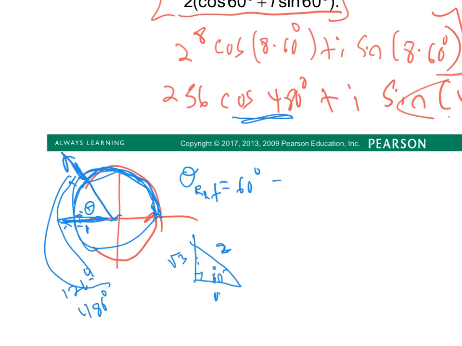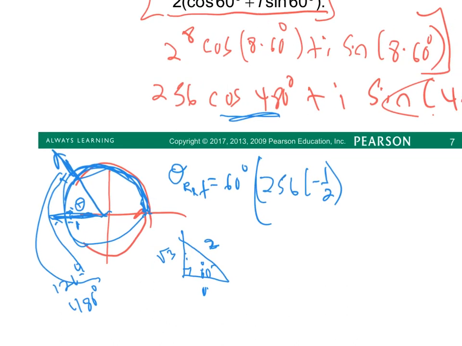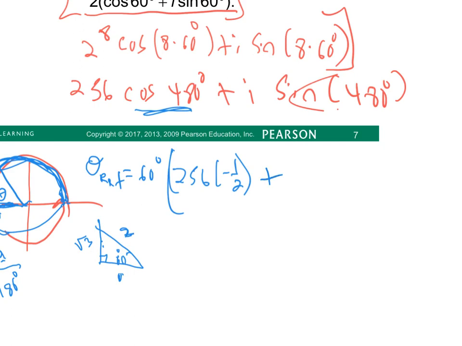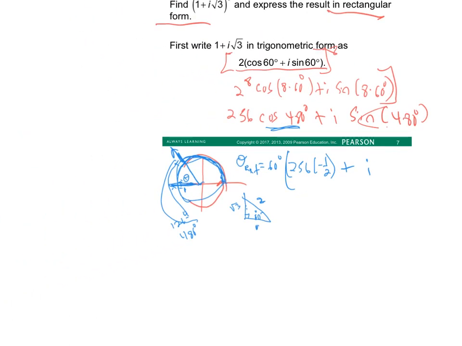So 256 times negative 1/2. What am I doing here? Yeah, 256 times negative 1/2 plus i, the sine of this reference angle, which is opposite over hypotenuse, and sine is positive, square root of 3 over 2.